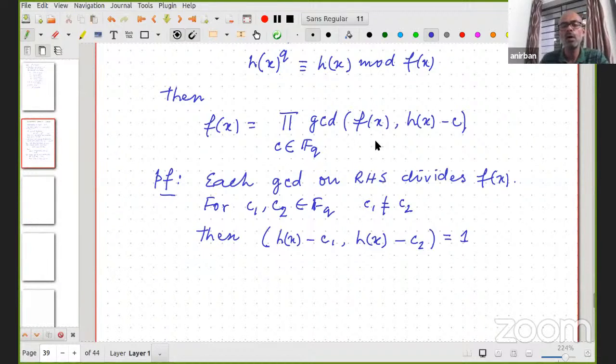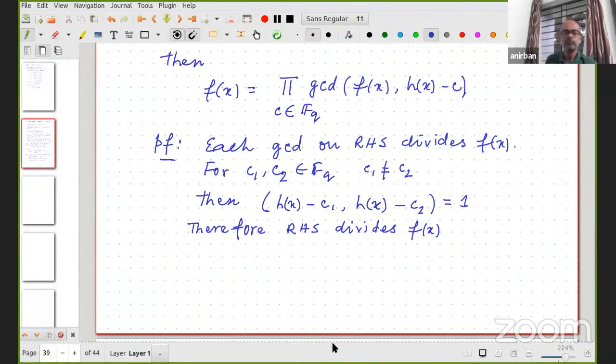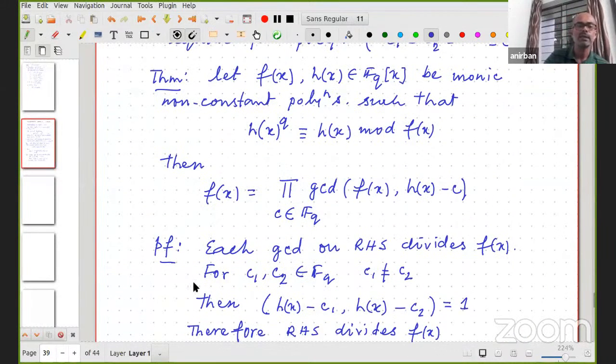Now if this GCD is 1, then there is nothing common between two such factors. So the GCD of fx and hx minus c1, and the GCD of fx and hx minus c2, don't have anything in common, and both of them individually divide fx, so their product has to divide. Therefore the RHS divides fx, because each one divides and there is nothing common between them. Now if we can show that fx also divides the product on the right hand side, then we are done. So how do we show that? For that we require the condition we assumed.